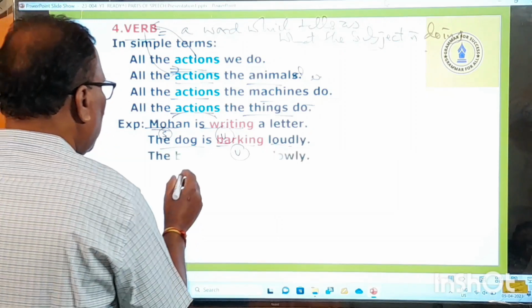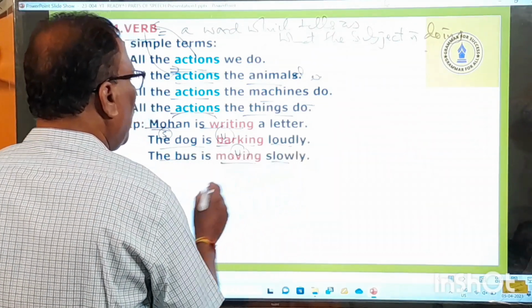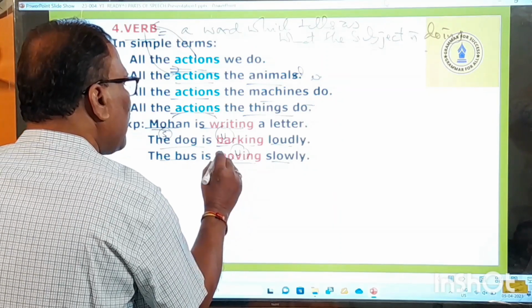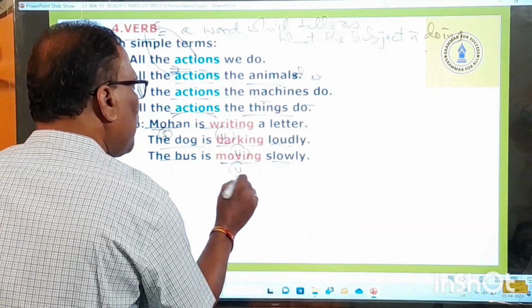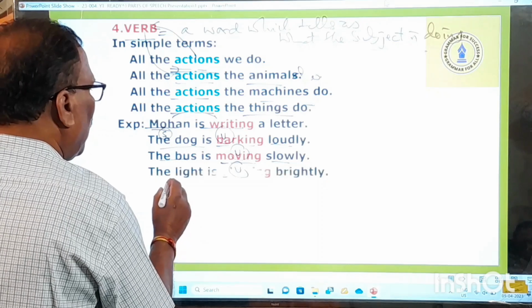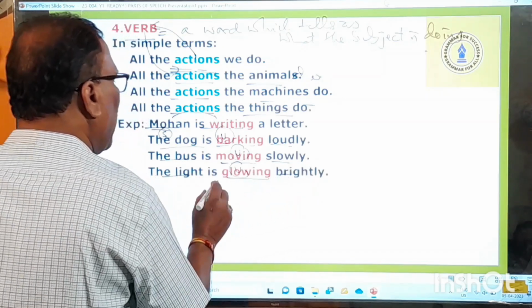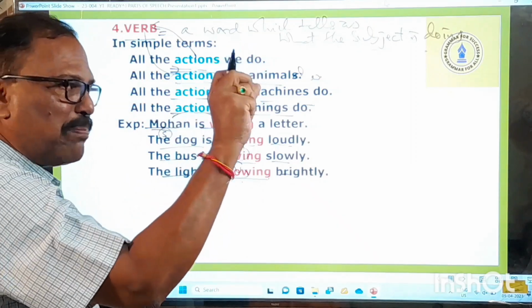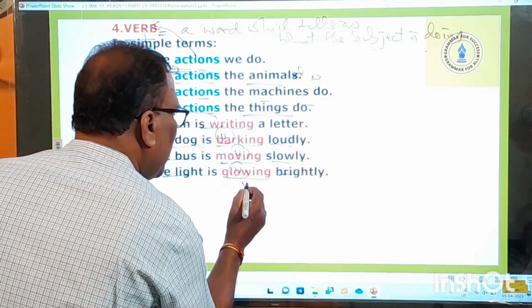And next, what is that? The bus is moving slowly. What action is the bus doing? It's moving. So it is that action the bus is doing. So therefore it's a verb. And what is that? The light is glowing brightly. What action is the light doing? So it is glowing. Glowing means it is brightly shining, and it is a verb.